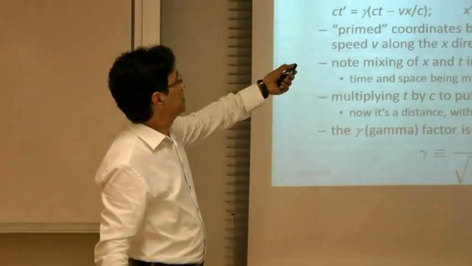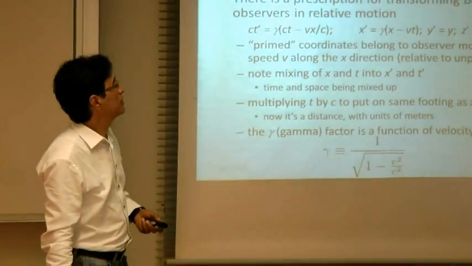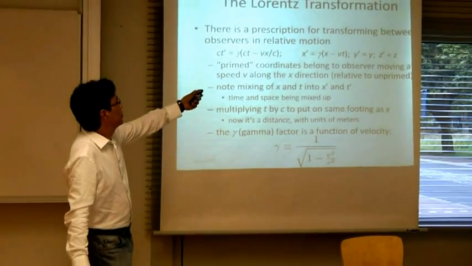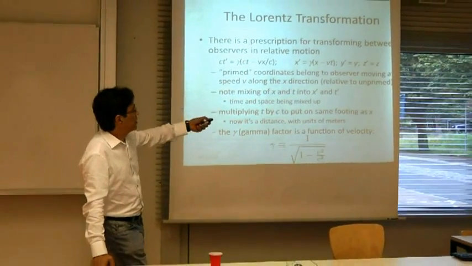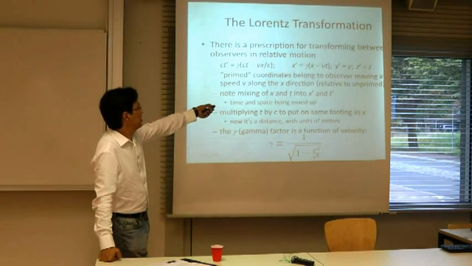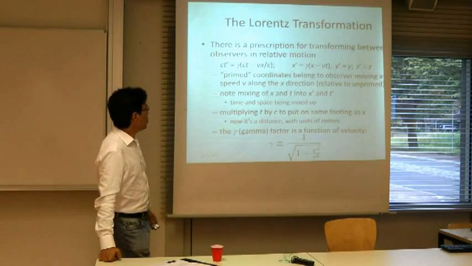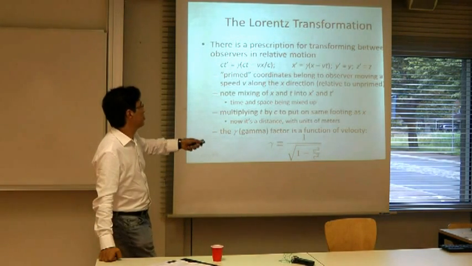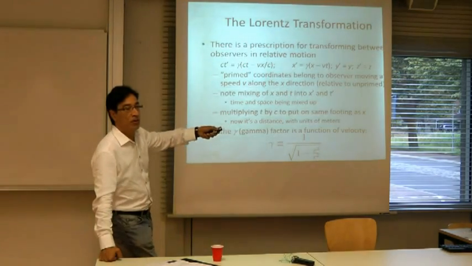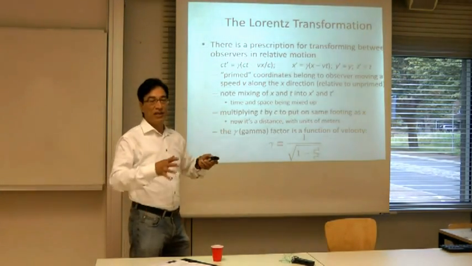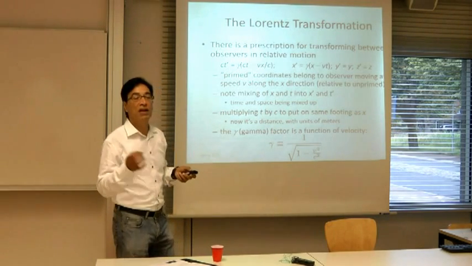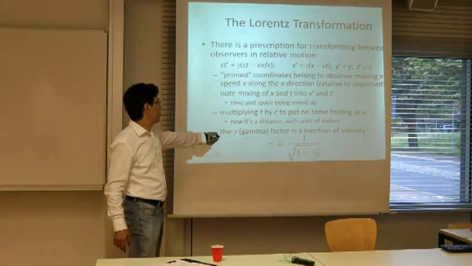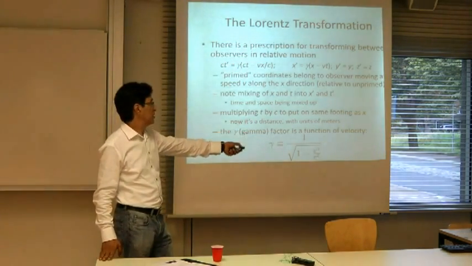The Lorentz transformation is a prescription, not a medical prescription, but really it prescribes how to transform between observers in relative motion. Primed coordinates belong to an observer moving at velocity v along the x direction relative to the unprimed. Note the mixing of x and t into x prime and t prime. Time and space being mixed up. I'm not going to ask you to really understand the mathematical formulation, but if you put the numbers in, it works. I will show you. And this gamma is very important. That gamma factor is a function of velocity.